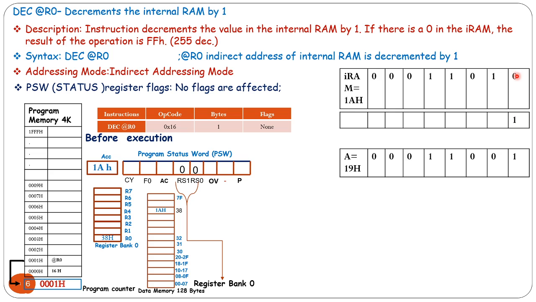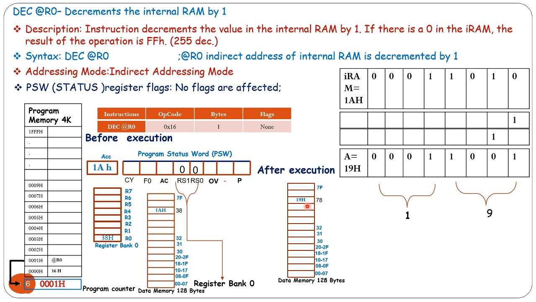So when it is decremented, 0 minus 1 will be 1 difference and borrow 1. 1 minus 1 is 0. So this gives us 19H. So after execution, the content of random access memory 128 byte 78 is decremented to 19H. So previously it was 1AH and now it becomes what? 19H. Okay, so this is the content of random access memory. So this is 38, here also 38.